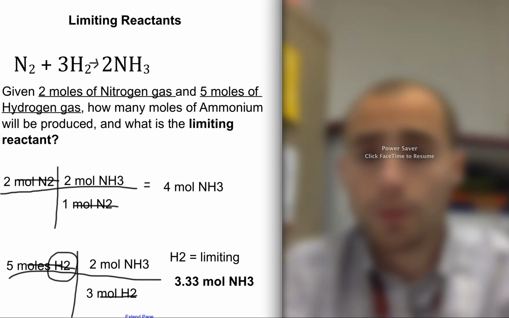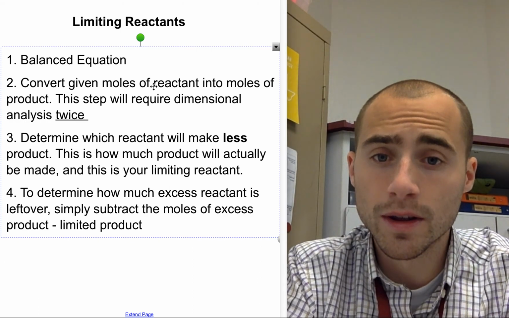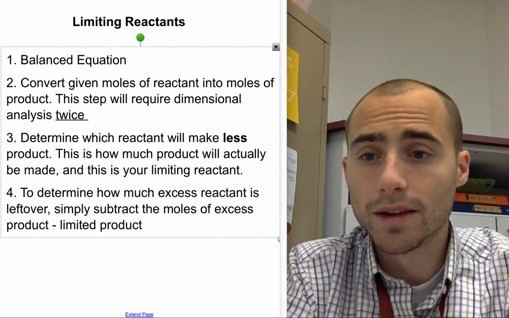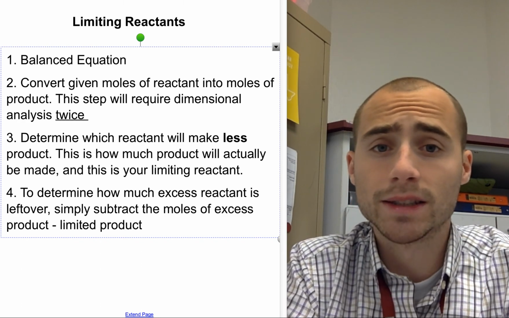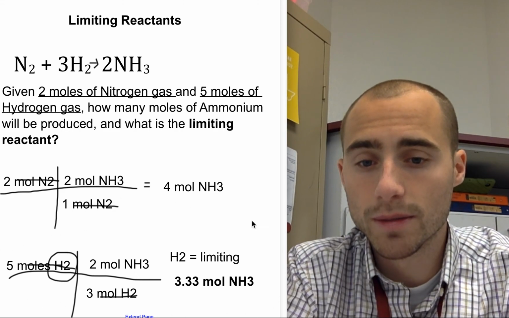Right now I want you to focus on the first 3 steps here: balancing the equation, doing the two dimensional analysis problems with our mole ratios, and then determining which product makes less, how much product total will be made, and which is our limiting reactant. So this right here, limiting reactant.